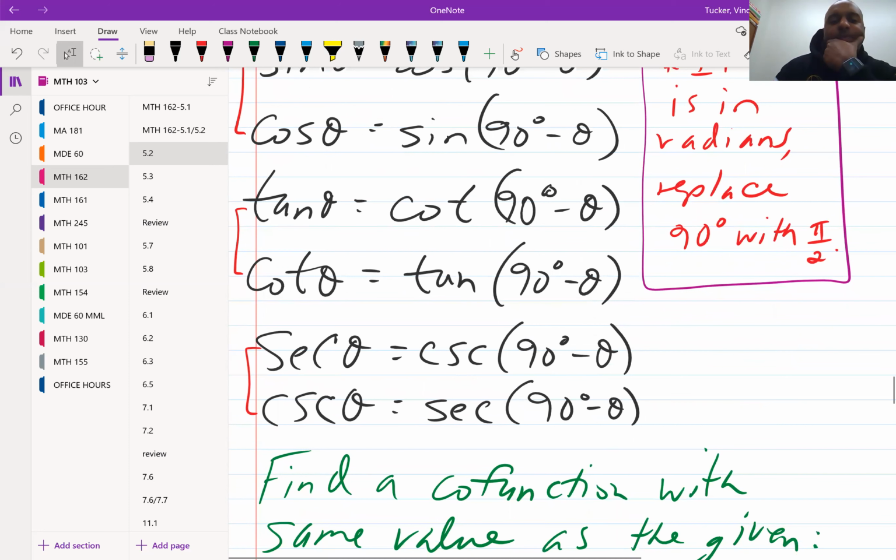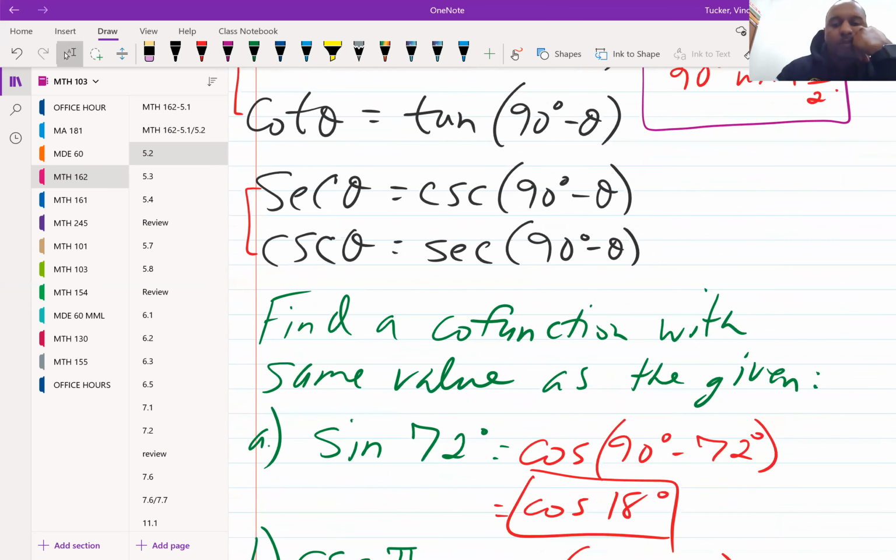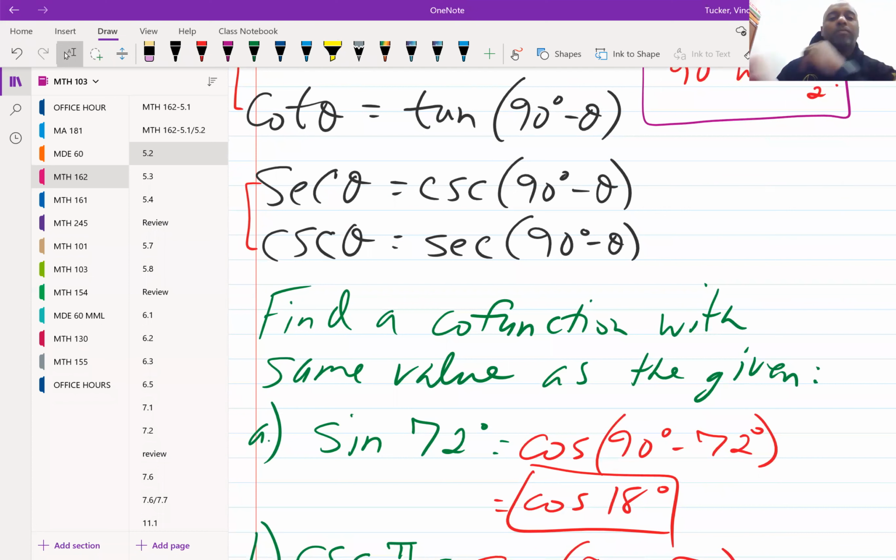All right, so next one, find a cofunction with the same value as the given. The first one is sine 72 degrees. So all you would do is do 90 minus 72, which is 18. So cosine of 18 would be equal to sine of 72. That's the cofunction of sine of 72, cosine of 18.